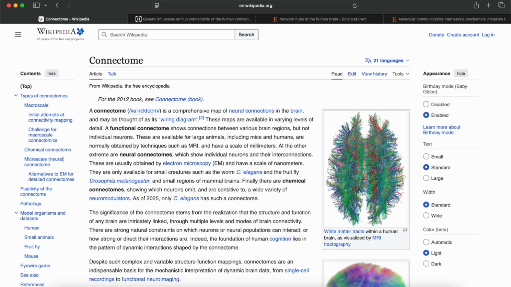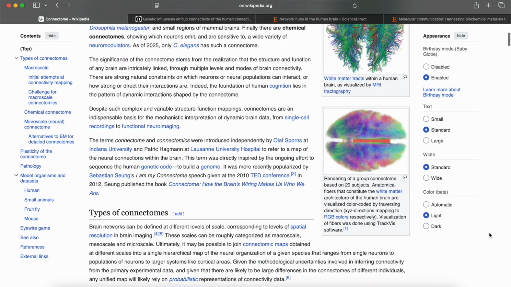At the other extreme are neural connectomes, which show individual neurons and their interconnections. These are usually obtained by electron microscopy and have a scale of nanometers. They are only available for small creatures, such as the worm and the fruit fly, and small regions of mammal brains. Finally, there are chemical connectomes, showing which neurons emit and are sensitive to a wide variety of neuromodulators. As of 2025, only the worm has such a connectome. Now let's scroll down.